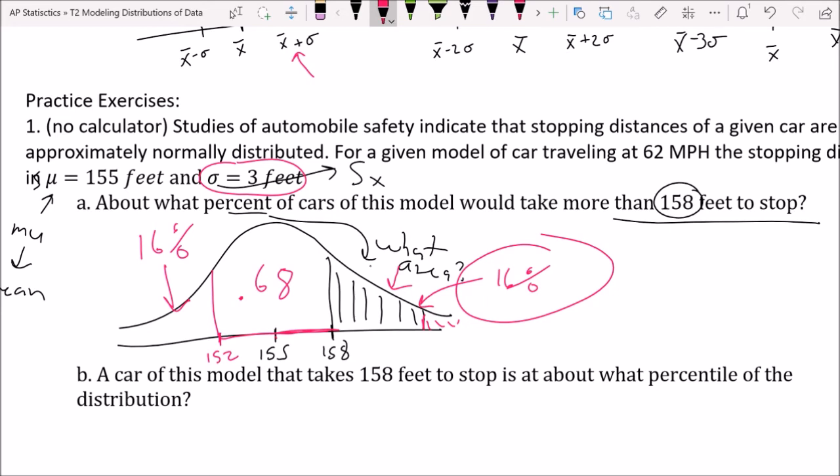All right, part B. A car of this model that takes 158 feet to stop is at about what percentile of the distribution? Okay, another way of asking that is, in this distribution, what percentage of the cars have a stopping distance that is a smaller number than 158? Well, we just found out that 16% is what's above. It must be that 84%, the complement, is what's below.